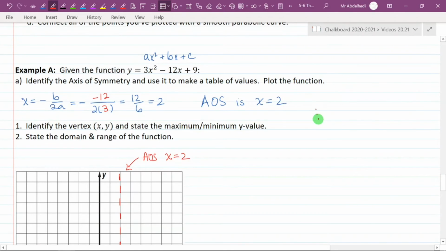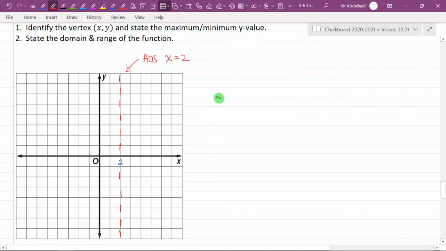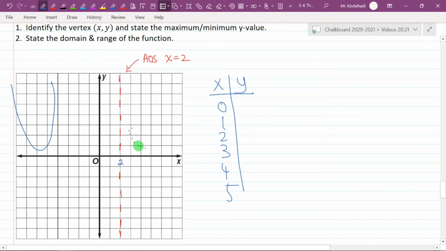Make a table of values and plot the function. When you go to make a table of values, you need to know where the center of the parabola is, otherwise you don't know where to make the table. You really shouldn't start with 0, 1, 2, 3, 4, 5 all the time, because what if the parabola's over here? Then 0, 1, 2, 3, 4, 5 is all over here, and it doesn't work.